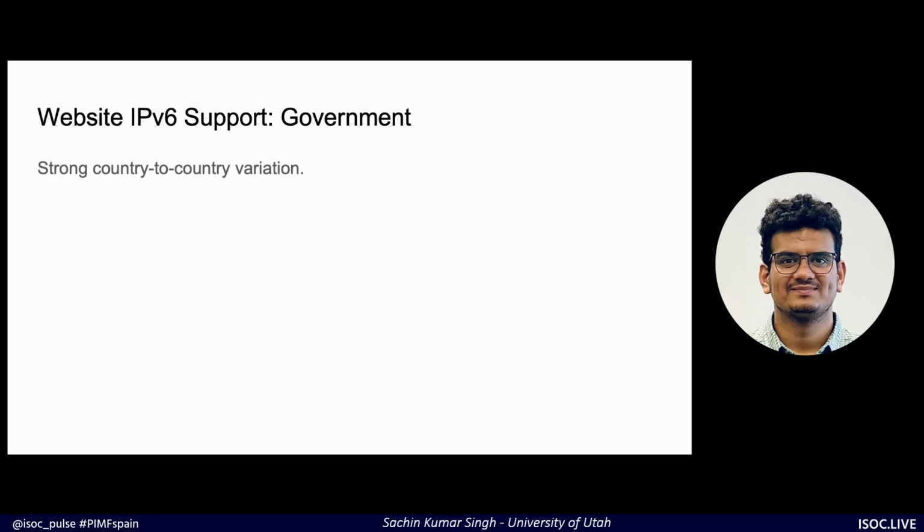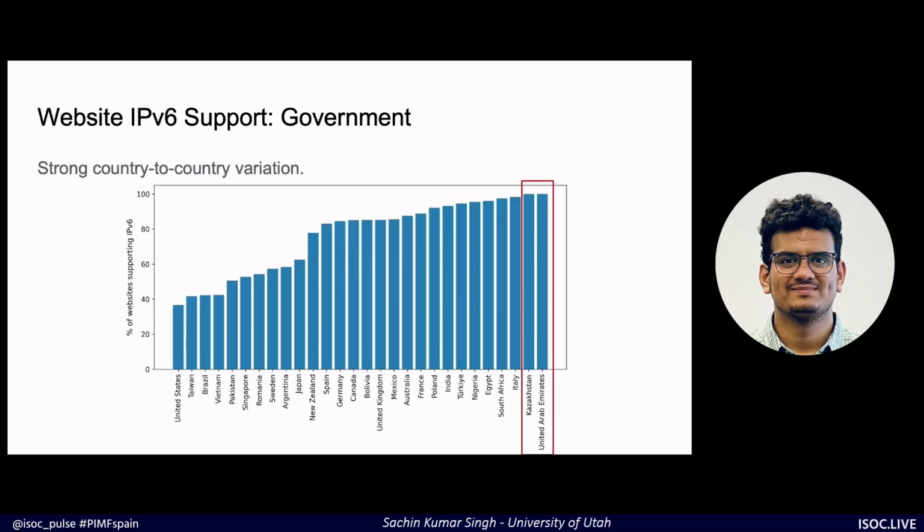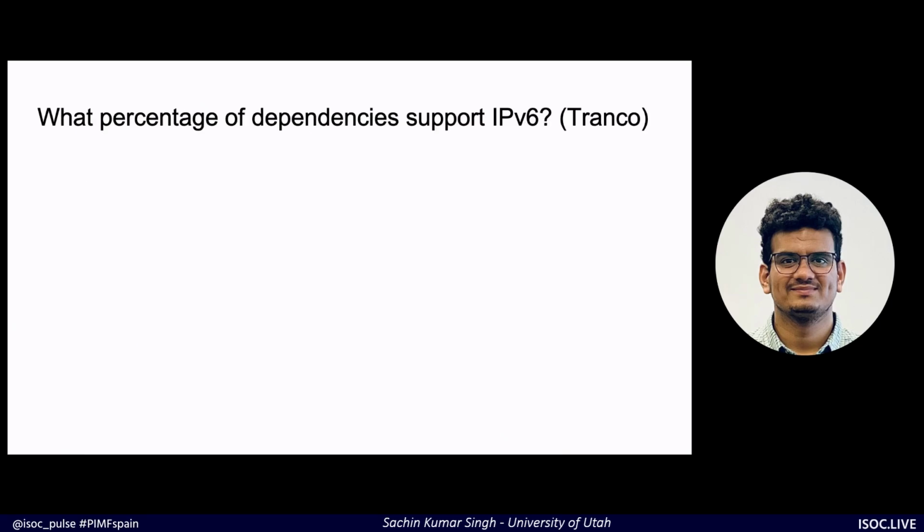And on the other side, Kazakhstan and UAE show a 100% adoption rate. At the same time, many countries have a very high adoption rate, as a large block of these government websites sit in the 80 to 95% range. Compared to regional sites, government sites show much more country to country variation. Some governments are clearly IPv6 leaders, while a few are still catching up.